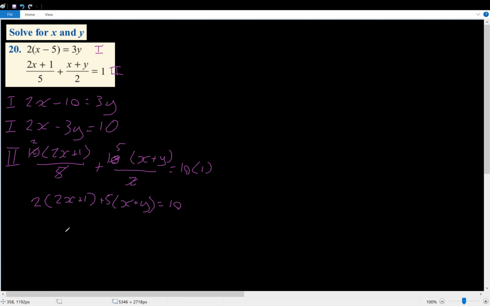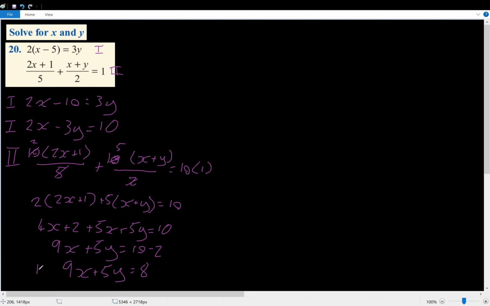Now we're going to multiply these brackets out to tidy it up a bit. So we get 4x plus 2 plus 5x plus 5y is equal to 10. And we're going to keep our x's and y's to the left and pull over our numbers to the other side. So 4x plus 5x is 9x, plus 5y, and it's going to be equal to 10 minus 2. So we're going to get 9x plus 5y is equal to 8. And that's our new equation 2.